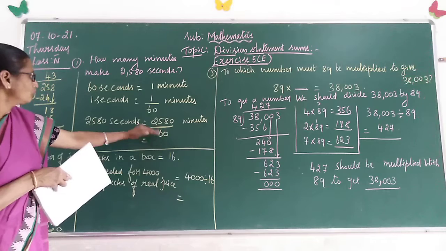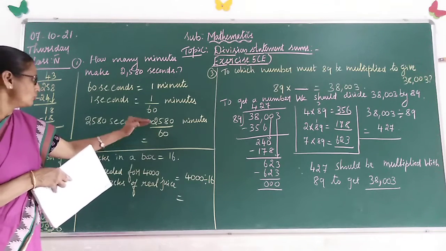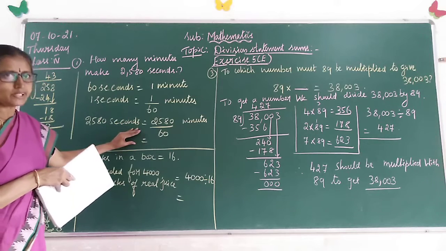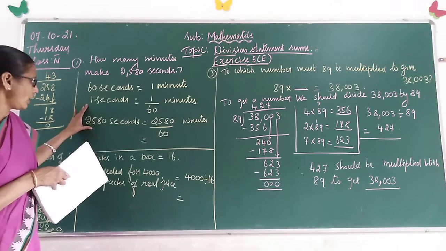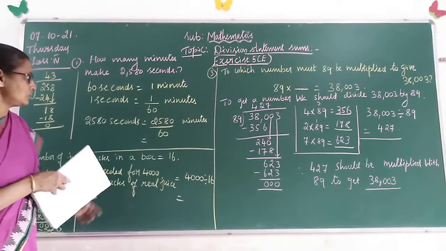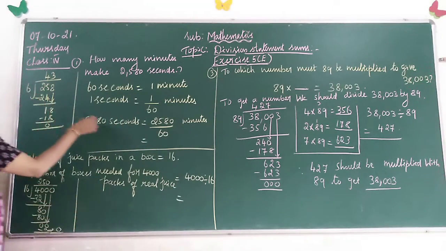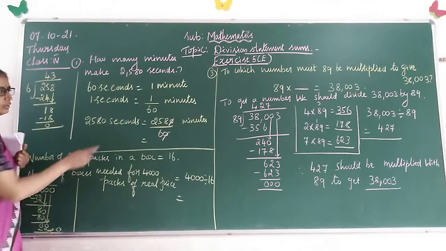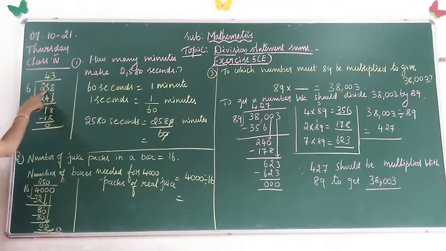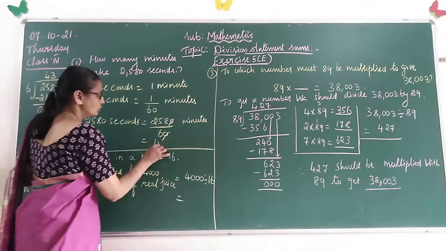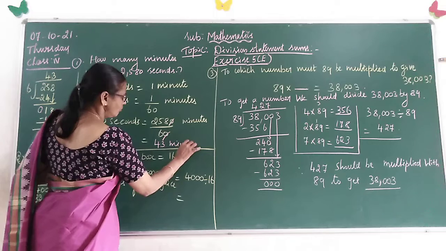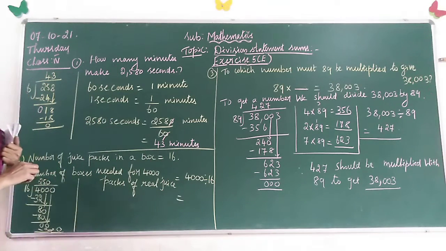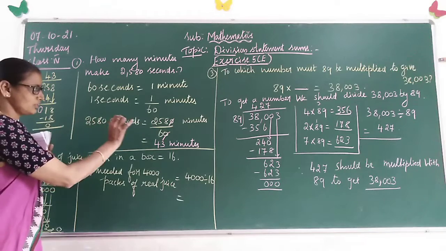Children, when you divide 2580 by 60, you will get how many minutes are there in 2580 seconds. So we will divide. When you divide this 0, we get the answer. Now divide 258 by 6. 4 sixes are 24, 25 minus 24 is 1, 2 minus 2 is 0, bring down 8, 6 threes are 18, so 43 minutes. So 2580 seconds equal to 43 minutes.